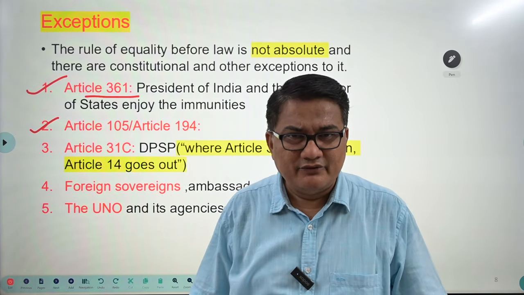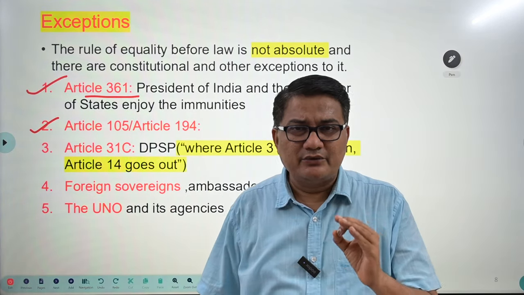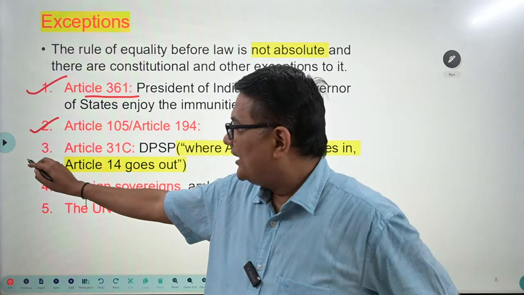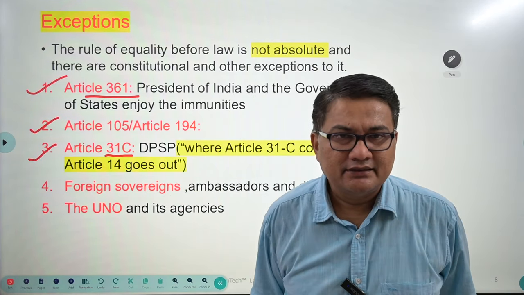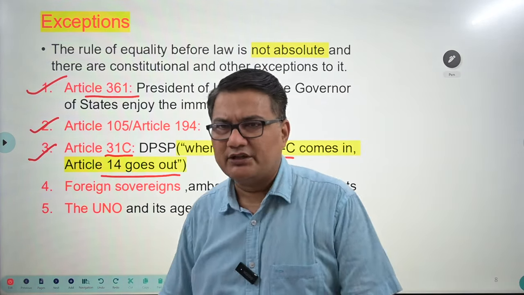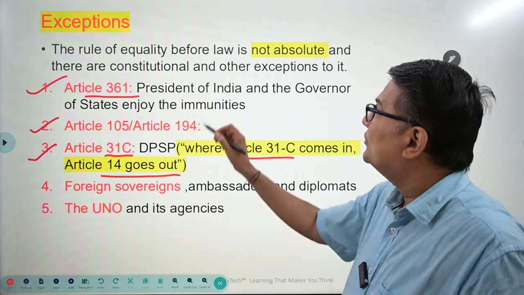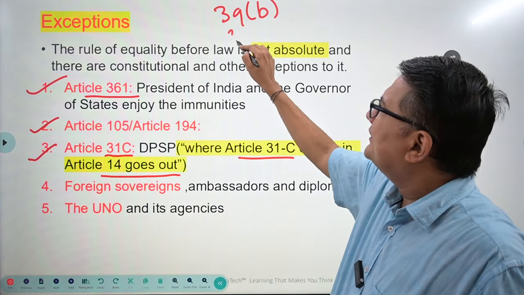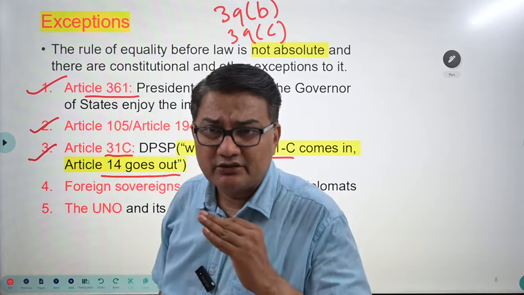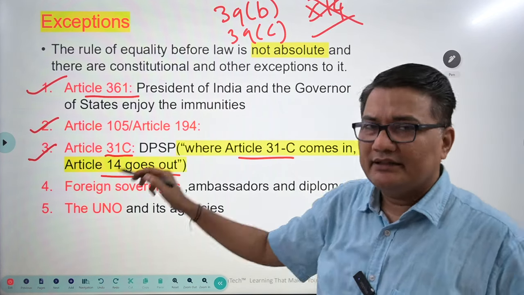Second, Articles 105 and 194. Whatever a Member of Parliament says on the floor of the House or votes, that cannot be questioned in any court of law. So they also enjoy certain immunity. Then comes Article 31C, capital C. It is related to DPSP. The statement normally goes: where Article 31C comes in, Article 14 goes out. Means what? If you are framing any law on the basis of DPSP, all provisions? The answer is no. Only Article 39 clause B and clause C. If you are making any law using the provisions of Article 39 clause B or clause C, and if it is violating Article 14, then that law cannot be declared null and void.